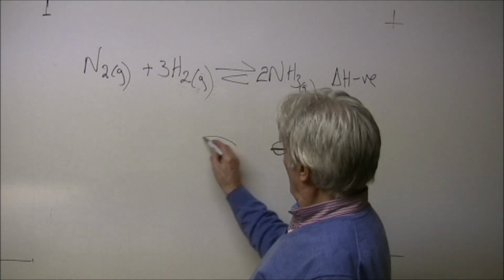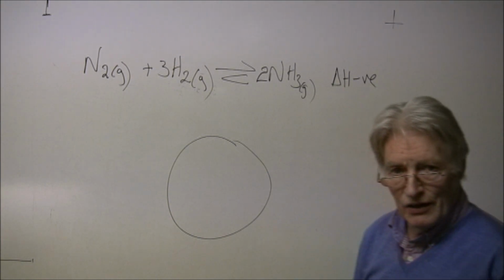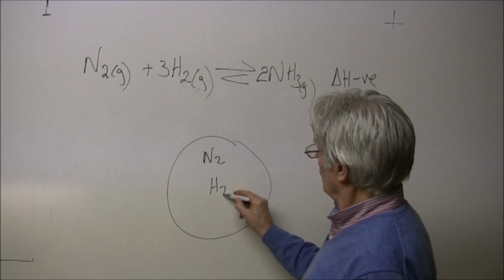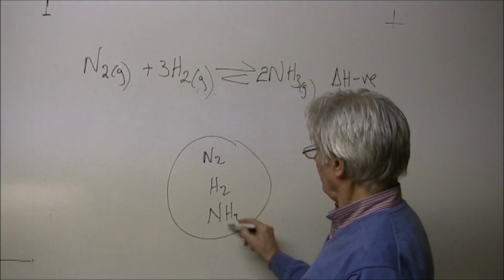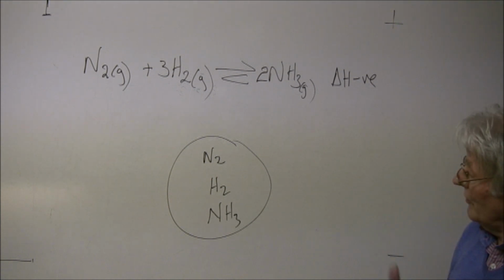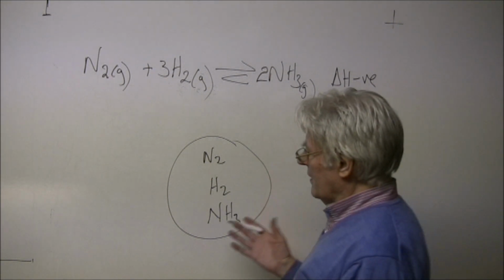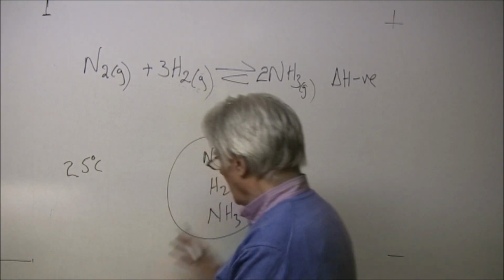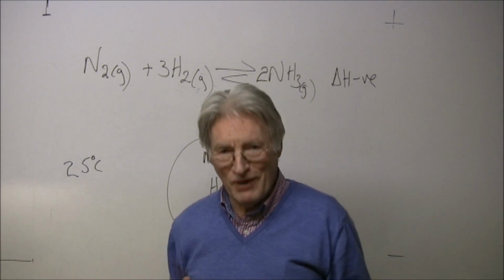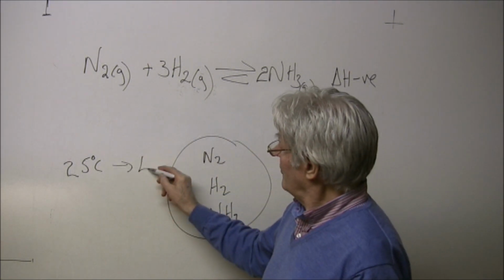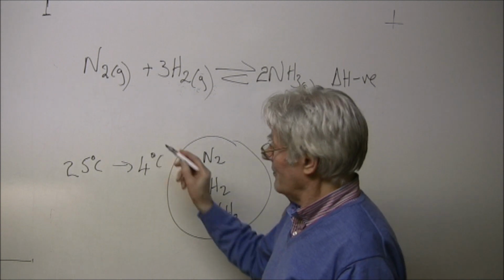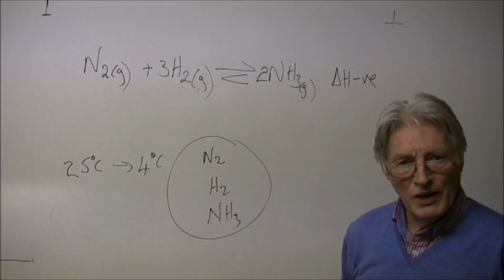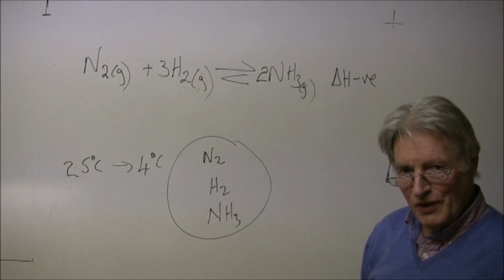Now, if I have these three substances in a container from which they can't escape, I've got nitrogen, got hydrogen, and I've got ammonia, millions of each of these types of molecules all coexisting. And I have this container in a room, say at 25 degrees centigrade. Now if I lift the container and put it in a fridge, say at 4 degrees centigrade, in other words, I'm dropping the temperature, the system has been cooled. What happens to the position of equilibrium?